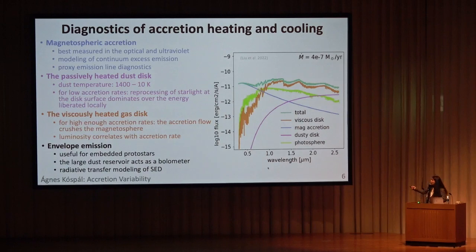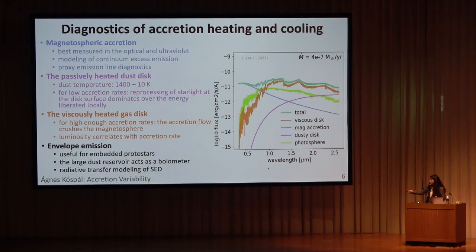So to summarize this, magnetospheric accretion is best observed at optical and ultraviolet wavelengths, and you can model either the continuum excess emission or use some proxy emission line diagnostics to measure the accretion rate. And then you have the passively heated dust disk with a certain dust temperature distribution, and for low accretion rates, the reprocessing of the starlight at the disk surface will dominate over the energy released locally. And then you have the viscously heated gas disk. At high enough accretion rates, you crush the magnetosphere, you form this viscous accretion disk, and its luminosity will correlate with the accretion rate. So all these components are plotted here except one, which is the envelope emission.